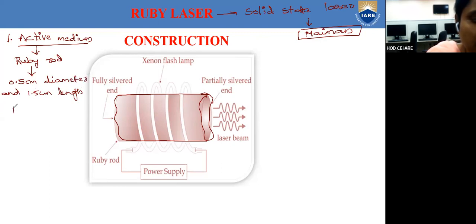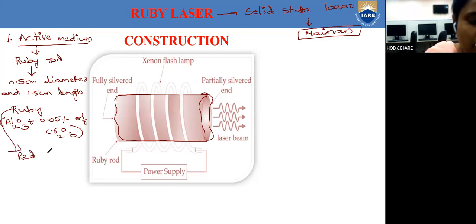And what is the composition of ruby? Ruby is made up of aluminum oxide and it consists of a very small percentage of chromium ions. What is the color of ruby? Ruby will appear red in color. And why is it red? Because of this chromium. The presence of chromium gives its red color.